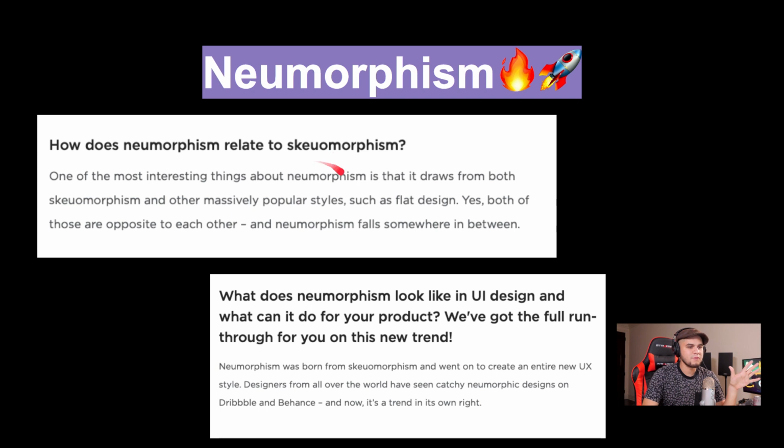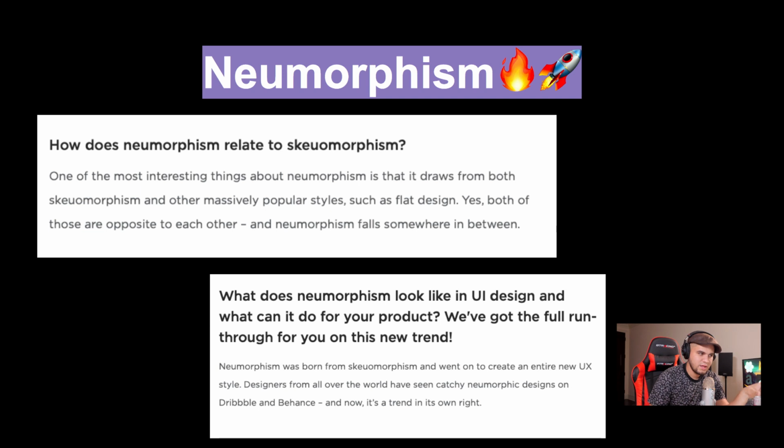Skeuomorphism pretty much is getting real world objects and putting them into design. So, making buttons seem 3D, kind of like a calculator where you're seeing the objects look a little bit 3D, with a little bit of shade. That would be the skeuomorphism type of vibe. If you're looking to make things a little bit more like the real world, but at the same time making them minimalistic and digital, that's more of neomorphism.